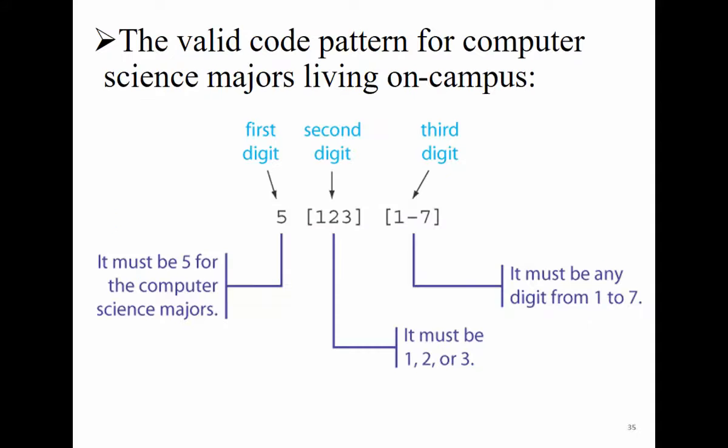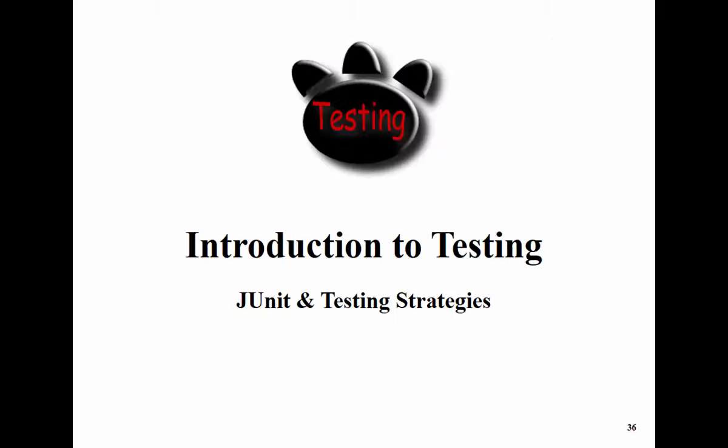Okay, so here, this is a valid expression. You can search for computer science students, and they must be 1, 2, or 3, and then they live on campus. That's why you put 1 to 7. So you search for computer science students, either in-state, out-of-state, or foreign students, as long as they live on campus. Okay, now is the JUnit.